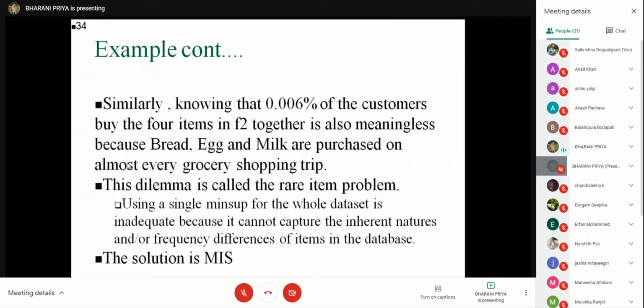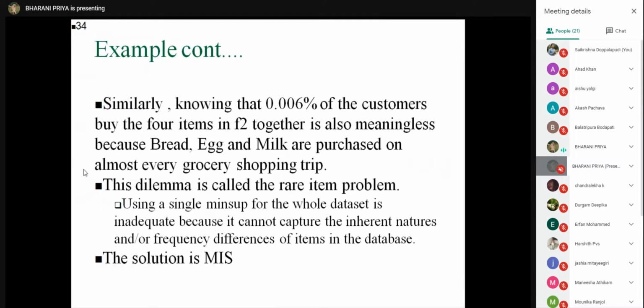So this type of dilemma is called the rare item problem. So what is the solution for that?